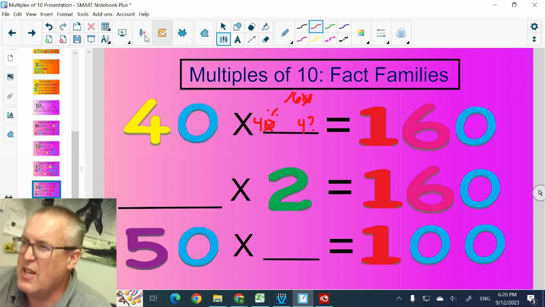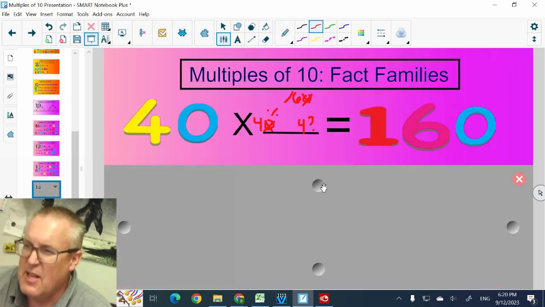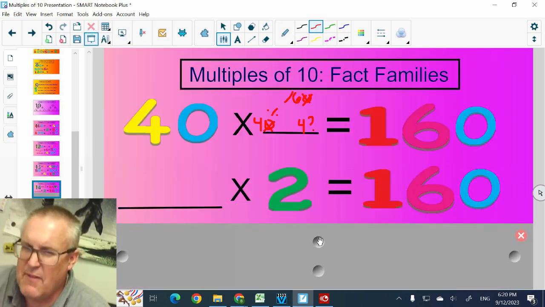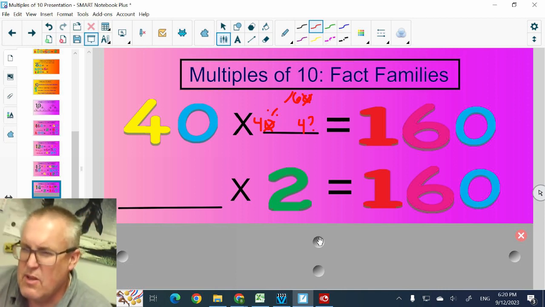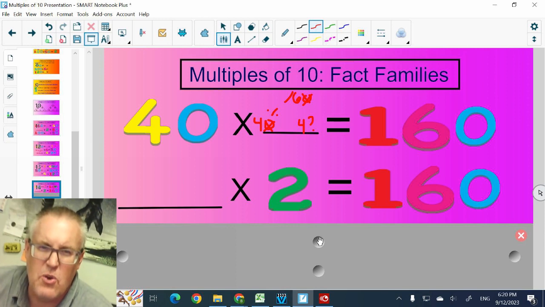Forgot my screen shade so you guys aren't going ahead. Alright, let's do this next one. Give you a minute to do it. 3, 2, 1. Okay. What do we got?